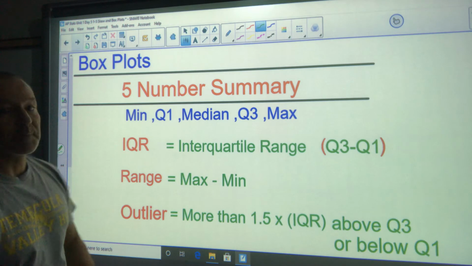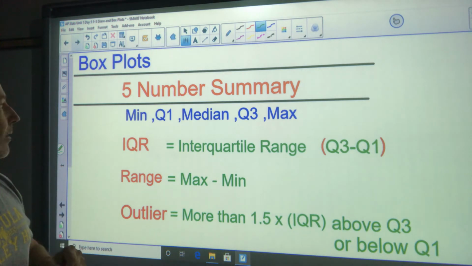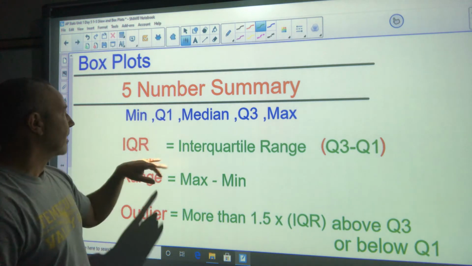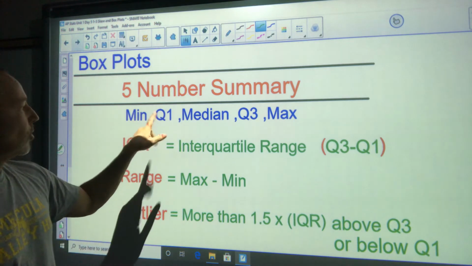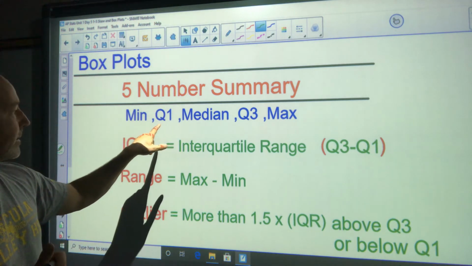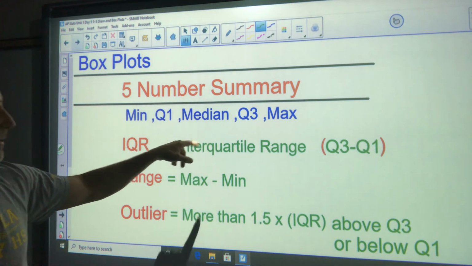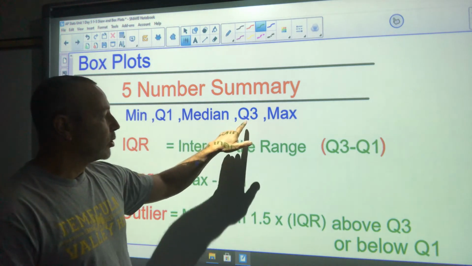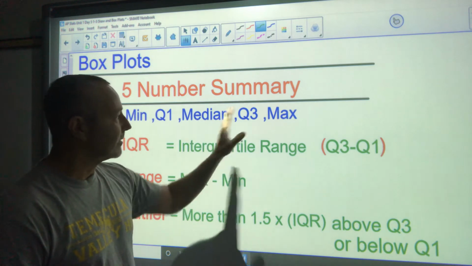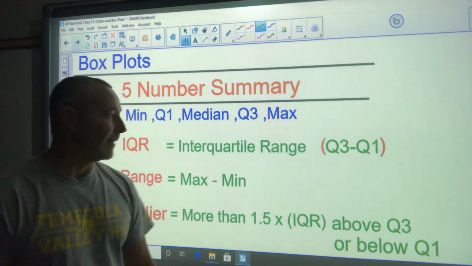Okay, box plots. We talked about these the other day. Learned how to graph them. We do a 5-number summary, which consists of the min, quartile 1. Remember, that's the 25th percentile. The median, which is really the 50th percentile mark. Q3, 75th percentile placeholder, and the max value.